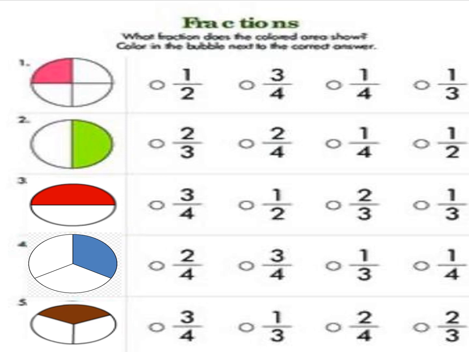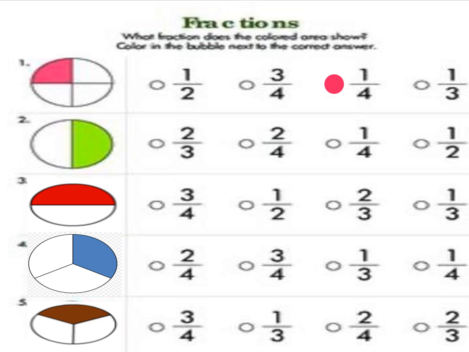Here, I have the shape and choose the correct answer. The first one, circle divided into 1, 2, 3, 4 parts, and color one part. So it will be the number of the colored parts over the total parts. So the number of the colored is 1 over 4. So it will be 1 over 4, 1/4, or quarter.